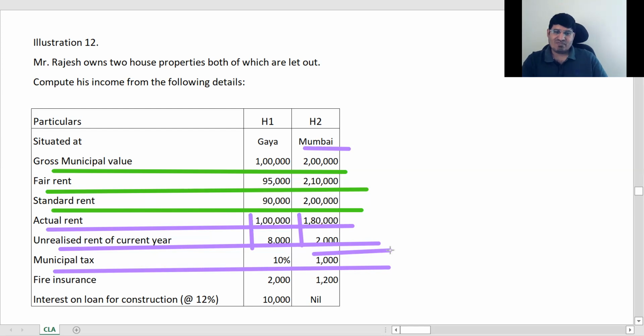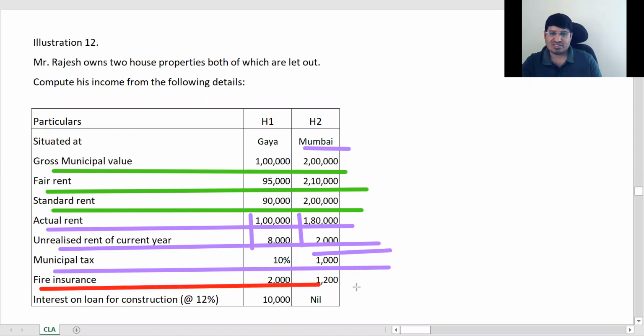If data is not given, then don't worry about calculating NMV by putting 10%. Don't assume anything. Just consider here GMV and NMV are the same, unless anything specifically is given in the problem.